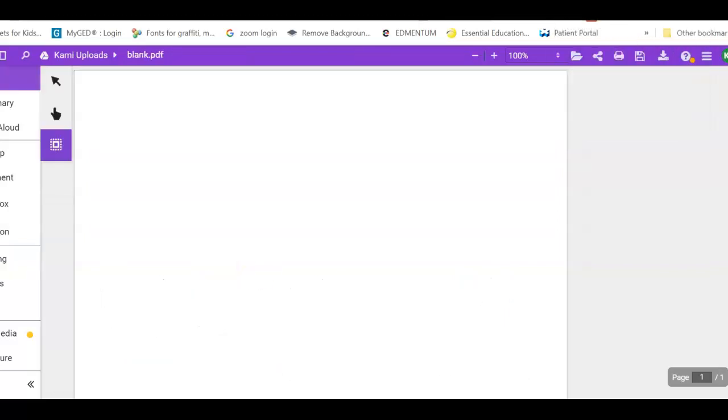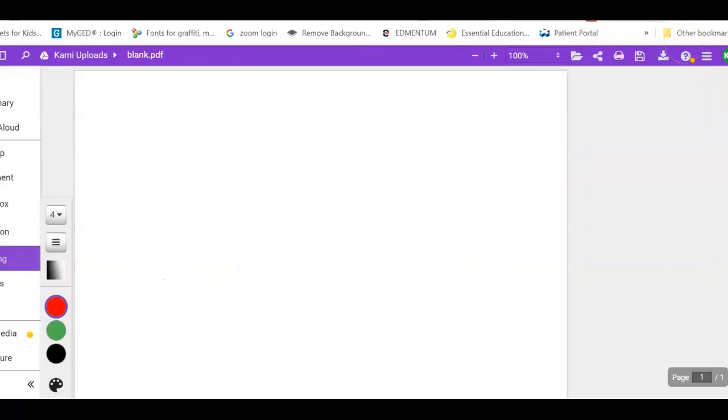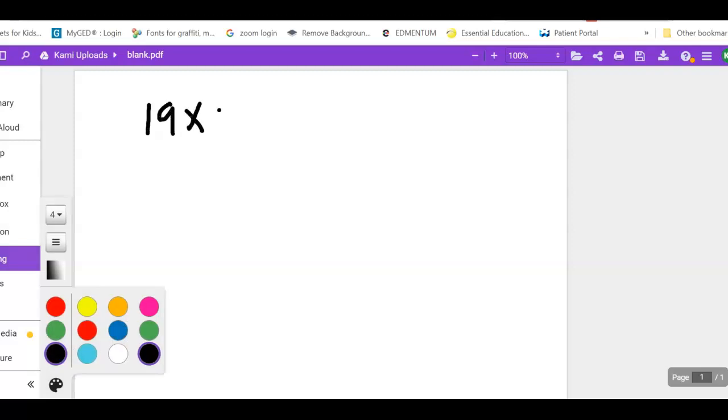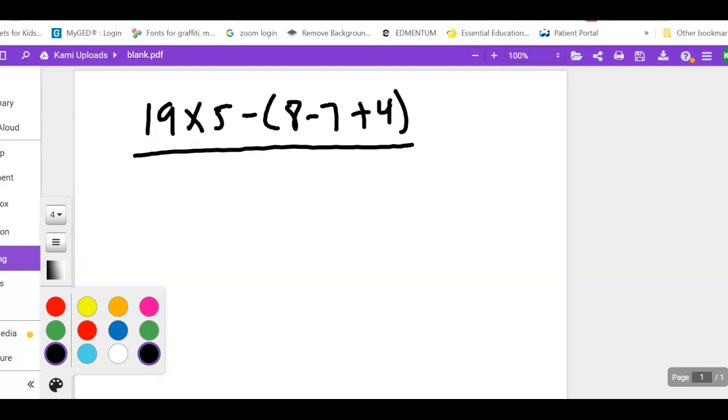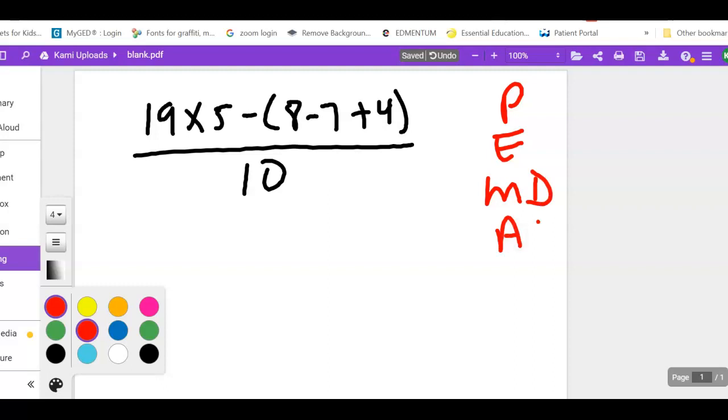Let me rewrite that one over here. So this time I have 19 times 5 minus (8 minus 7 plus 4), divided by 10. Now, PEMDAS, right? Now, I know what you're thinking. The rules of PEMDAS says I'm going to do what's in parentheses first.